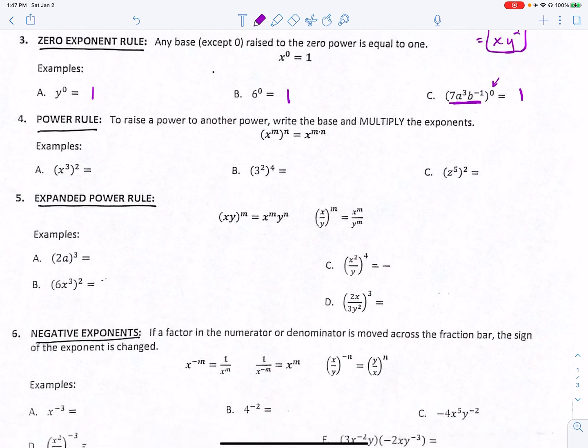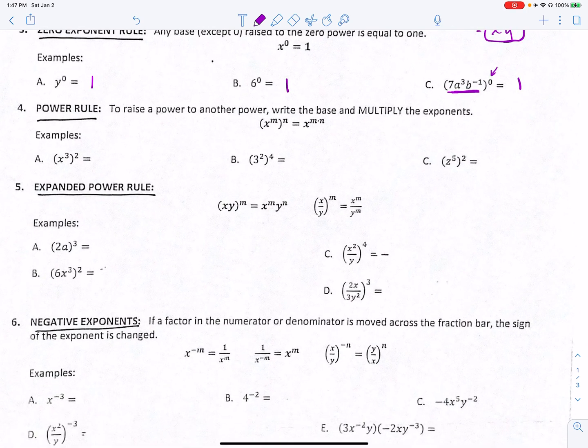Power rule. To raise a power to another power, write the base and multiply the exponents. So in part A, we have x cubed, and that is being squared. That's a power raised to another power. We don't have the base in there twice. It's x cubed squared. So what you end up doing is you multiply those exponents, and you get x to the 6th. Powers of powers, you multiply.